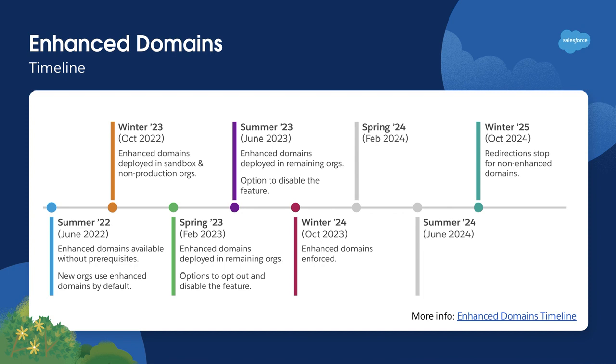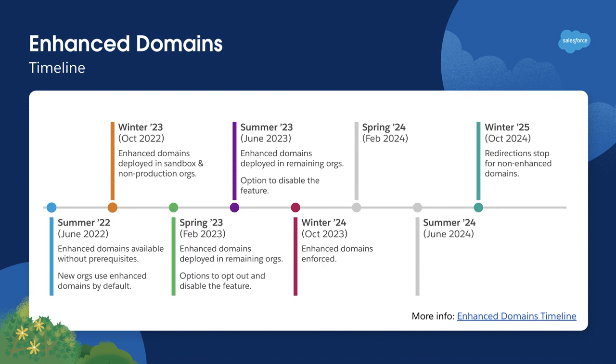There are some domains that we refer to as non-enhanced domains. This includes Experience Cloud sites and Salesforce sites that end in force.com, Visualforce pages, and content domains, for just a few. Plus the old URL formats that include your Salesforce instance like NA128. The redirections for those URLs stop in Winter 25. So you have a year after enforcement to make sure that you clean up any references and to get your users using the new URLs.